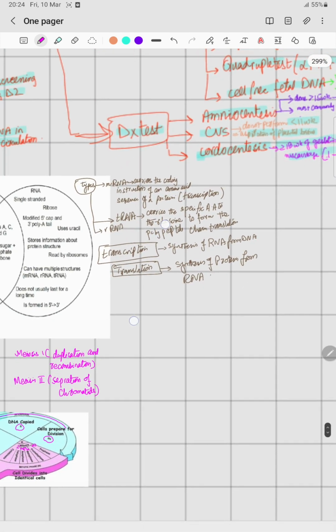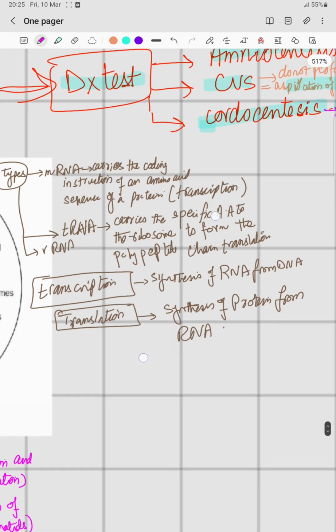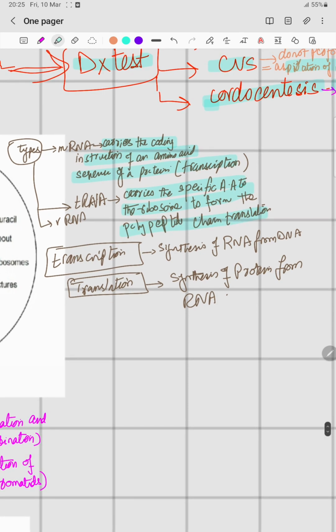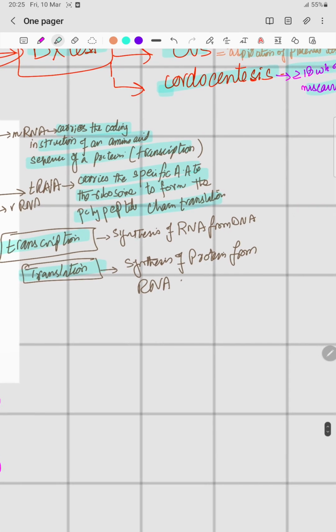Okay, then let's see the most important types of RNA. There is messenger RNA. The messenger RNA carries the coding instructions for amino acids and their sequence in a protein, which is transcription. Then transfer RNA carries the specific amino acids to the ribosomes to form the polypeptide chain, translation, and then rRNA, which is ribosomal RNA. So the two important things: what is transcription? What is translation? Transcription is the synthesis of RNA from DNA, and then translation is the synthesis of protein from RNA.